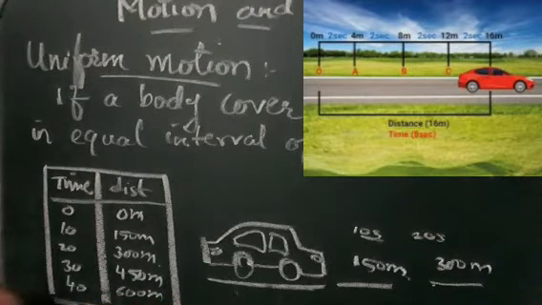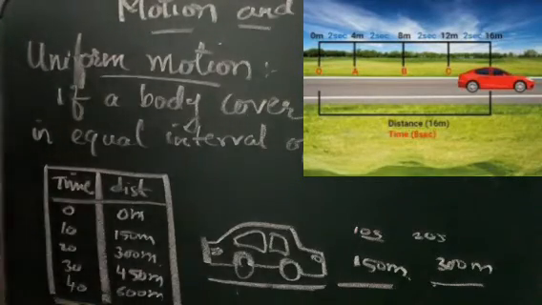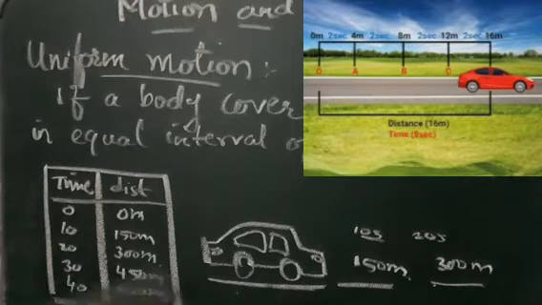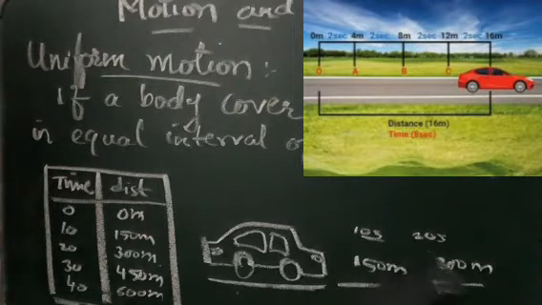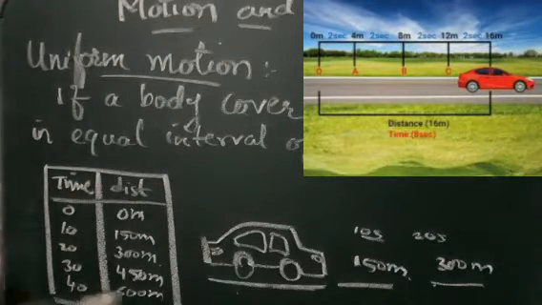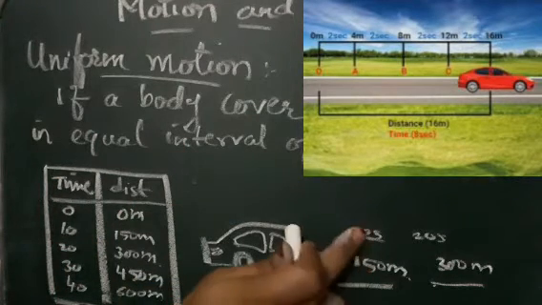So what do you observe? What is the difference that you see? The car has traveled from 0 to 150 in how many seconds? 10 seconds. Yes, it has traveled from 0 to 150 in 10 seconds. From 150 to 300, that is again 150 more in the next 10 seconds. So we will see the difference now. At 0 seconds it is at 0 distance, and at 10 seconds it has reached 150.